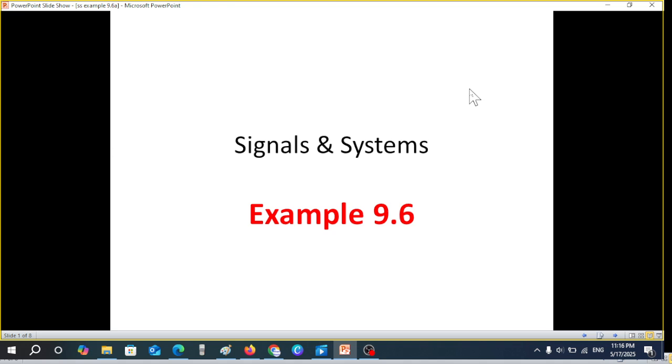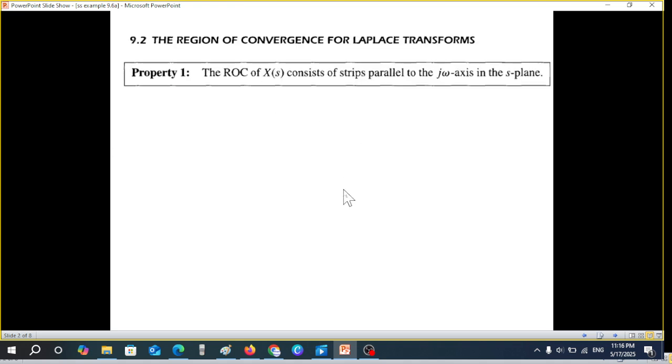This video is from the Signals and Systems book by Mr. Oppenheim. Here we'll be discussing example 9.6, on the request of a student. Before going to the question, some of the properties we should discuss. The region of convergence for a Laplace transform has a couple of properties.